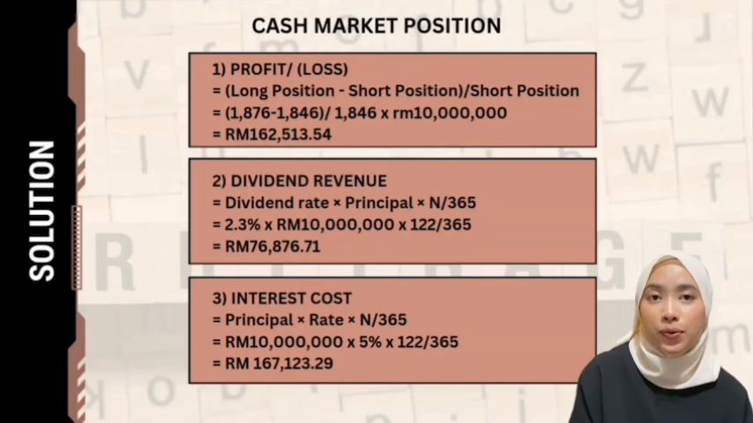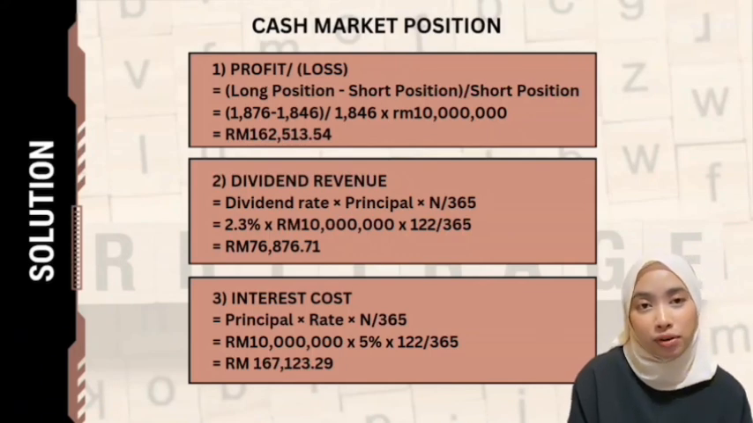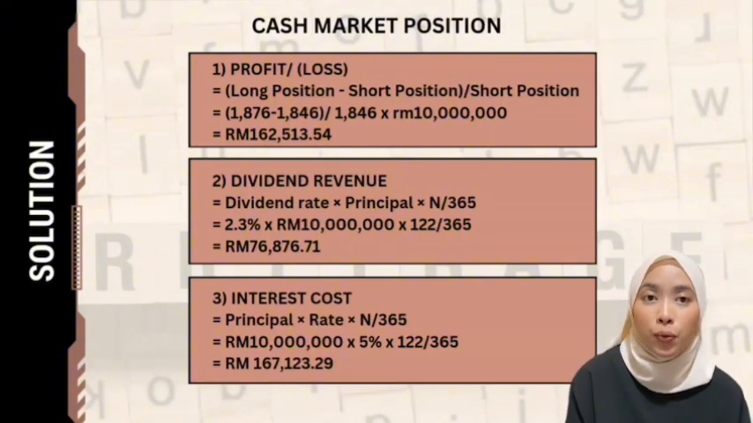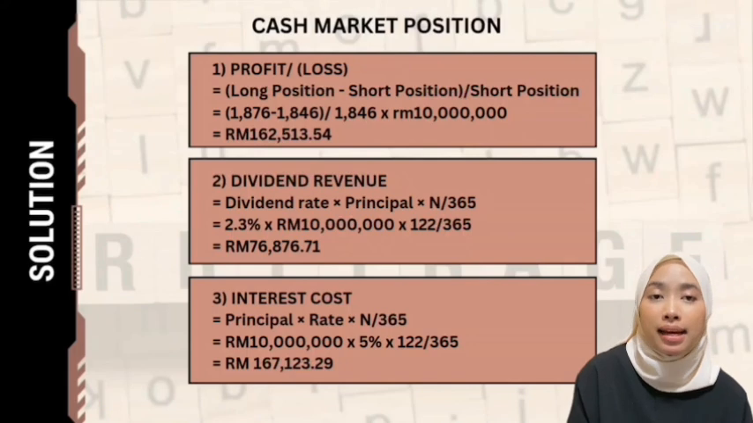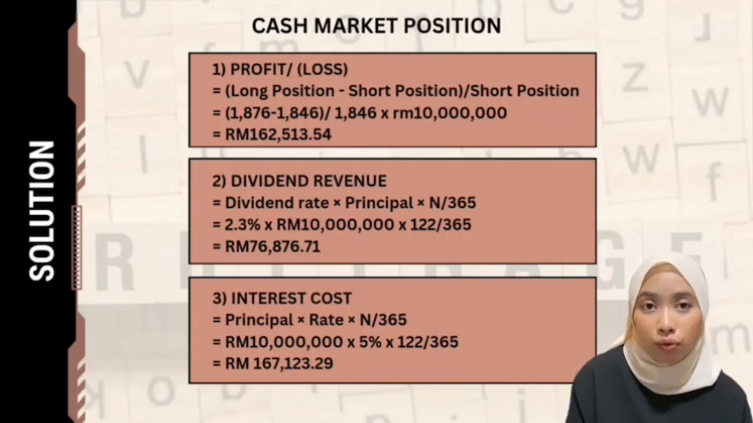Next step is the cash market position. There are three things we need to calculate, which are profit or loss, dividend revenue, and interest cost. The first one is profit or loss, equal to long position 1876 minus short position 1846, divided by short position 1846, and times the principal, which is 10 million ringgit. And the answer is 162513.54 ringgit.